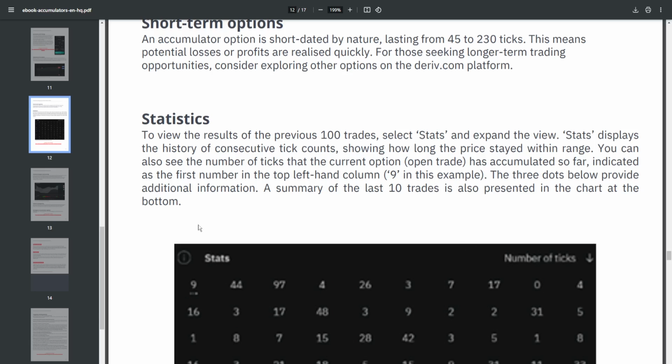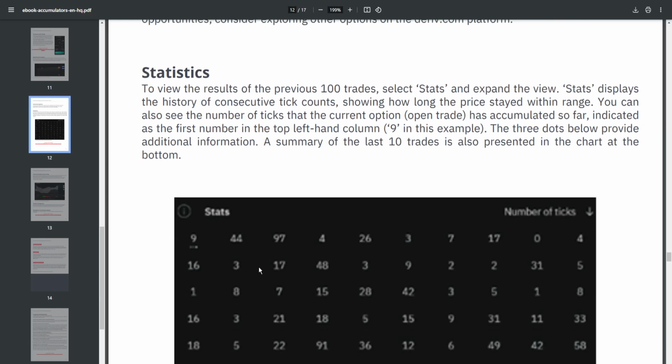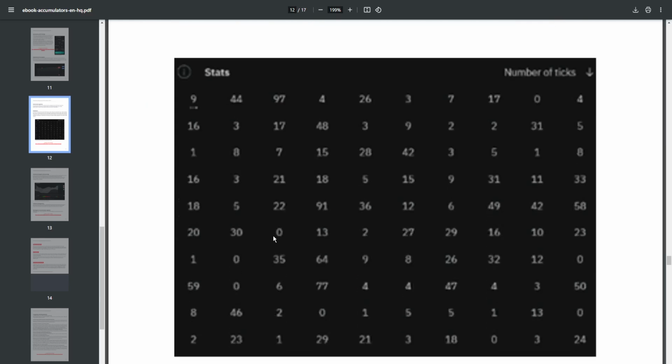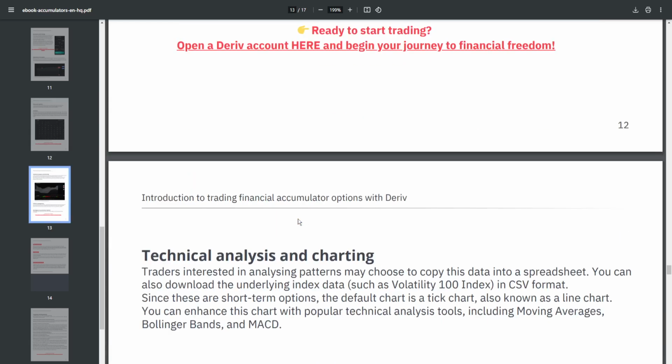Now, stats displays the history of consecutive tick counts, showing how long the price stayed within the range. You can also see the number of ticks that the current open trade has accumulated so far, indicated as the first number in the top left-hand column, 9 in the example. The 3 dots below 9 provide additional information. A summary of the last 10 trades is also presented in the chart at the bottom. But don't worry about this. We'll look at it in detail when we go to the practical aspect of accumulators.